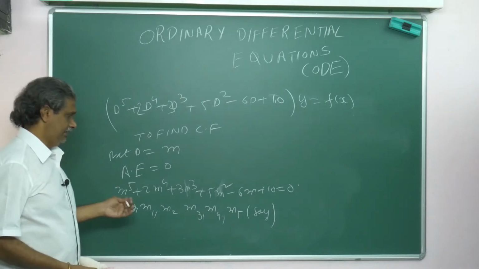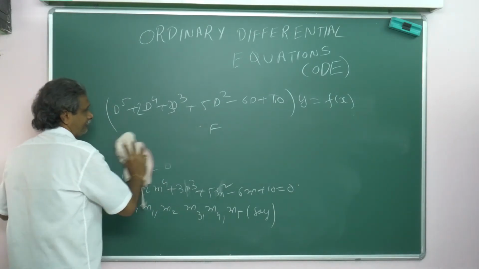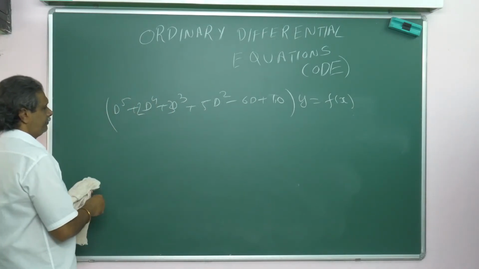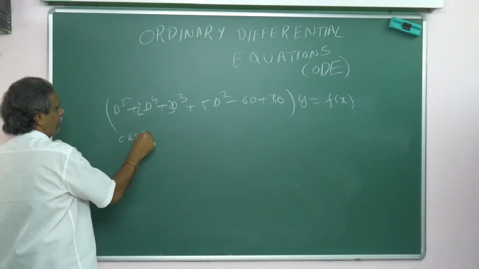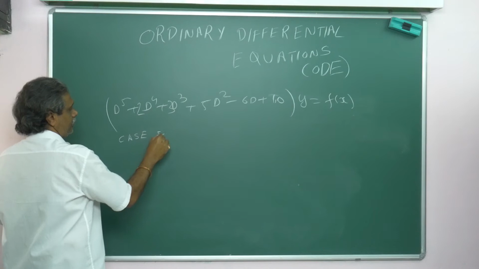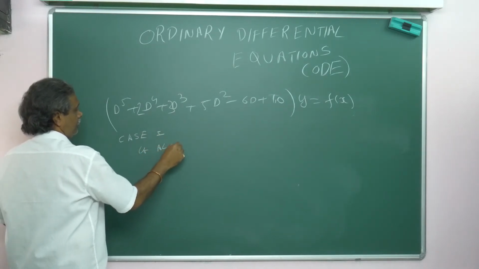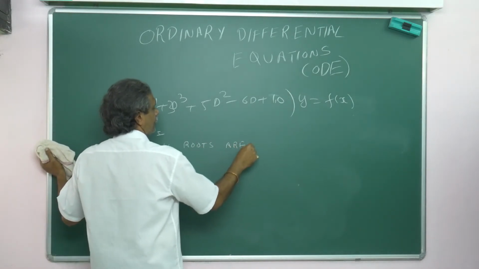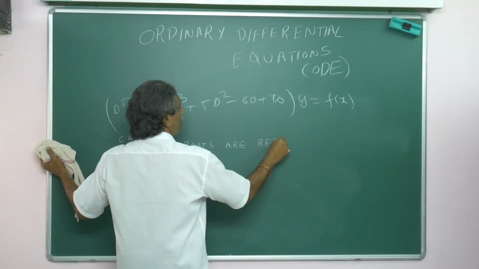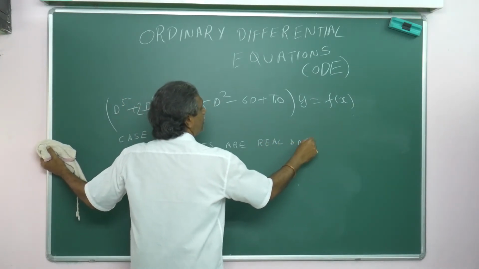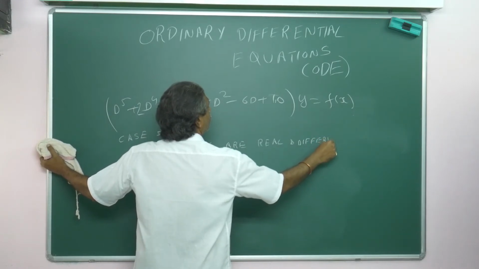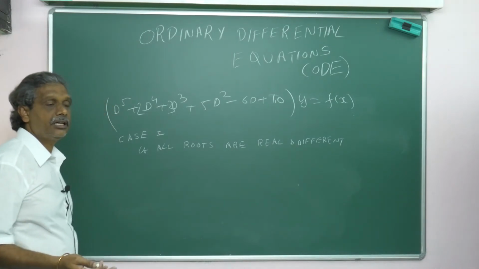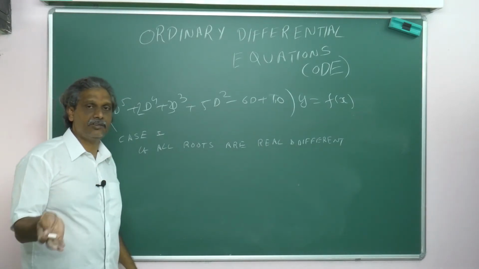Once you have them, see case 1. I got the 5 roots. If all roots are real and different, so there is no repetition, for example m is equal to 1, 2, 3, 4, 5, or 6, 7, 8, or m is equal to 1 by 2, 3 by 4, 5 by 6, 7 by 8, something.